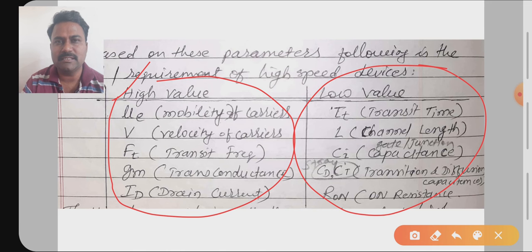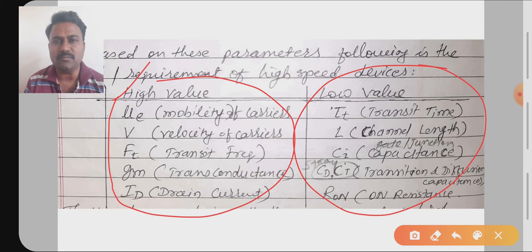Also we have discussed HBT, that means heterojunction bipolar transistor. Depending on whether the junction is made by using similar semiconductor materials or dissimilar semiconductor materials, there are two types of devices: homojunction and heterojunction devices. The devices in which the junction is formed by two similar semiconductor materials, having the same material, are called homojunction transistors or homojunction devices.